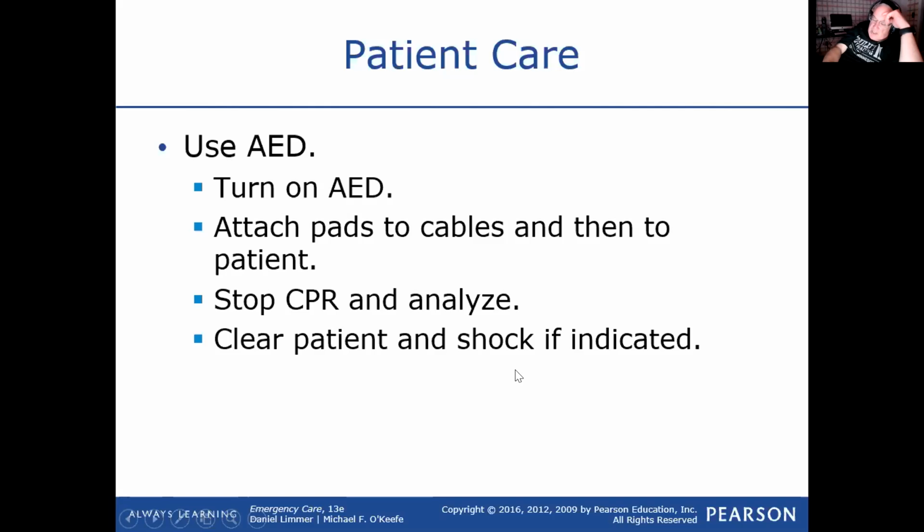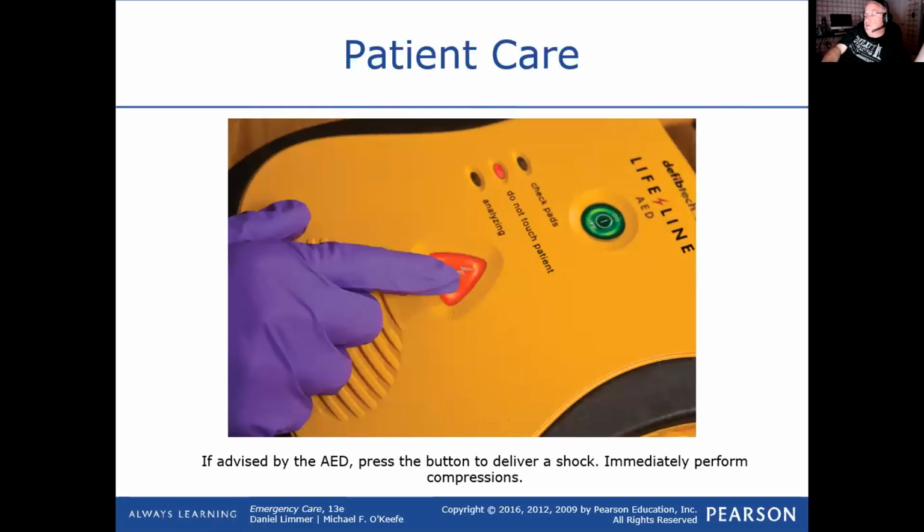If it needs to shock, it's going to energize or light up the shock button, and it's going to say stand clear, push to shock. You have to look up and down and say, I'm clear, you're clear, everybody's clear. Make sure nobody's touching the patient before you give the shock. This button will light up only when the machine decides to shock, so you cannot accidentally shock someone with an AED.